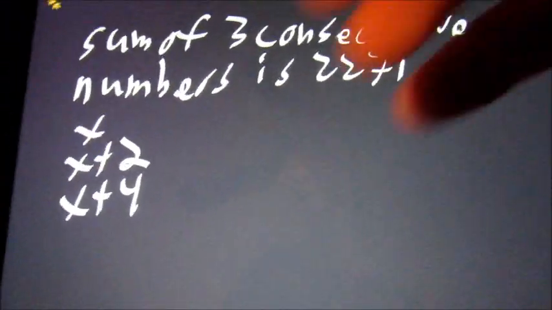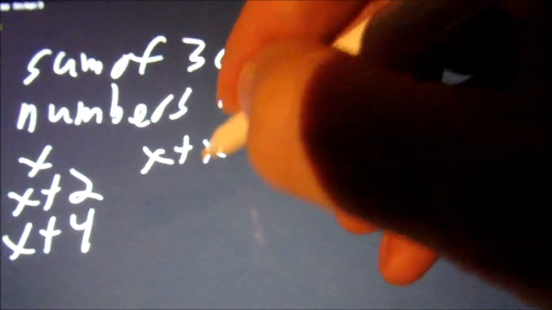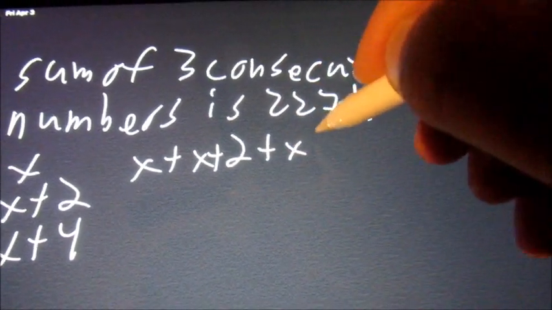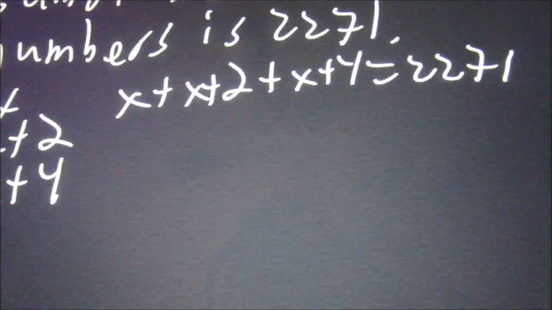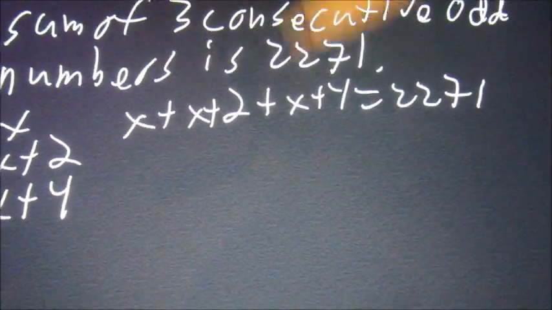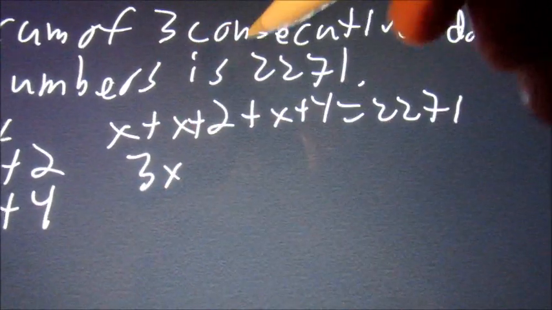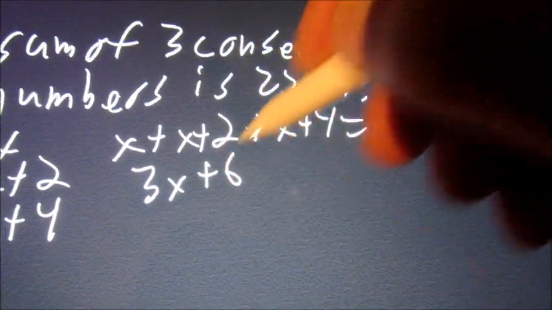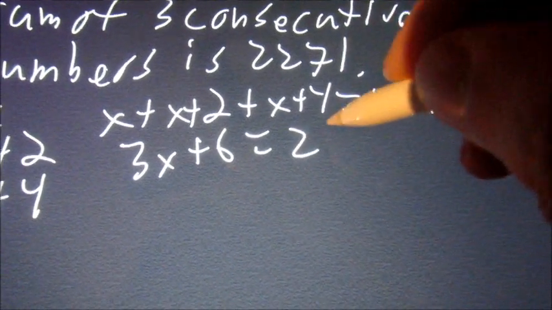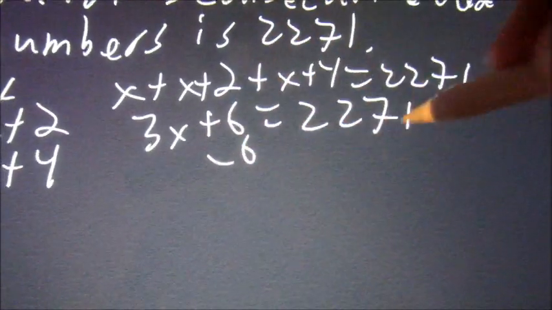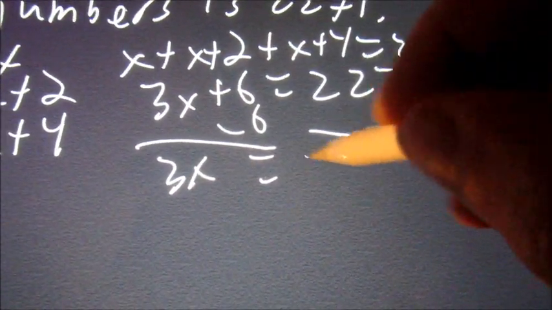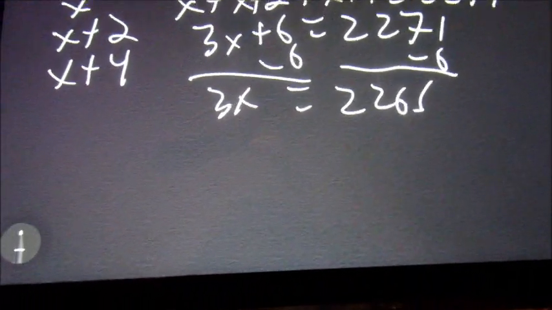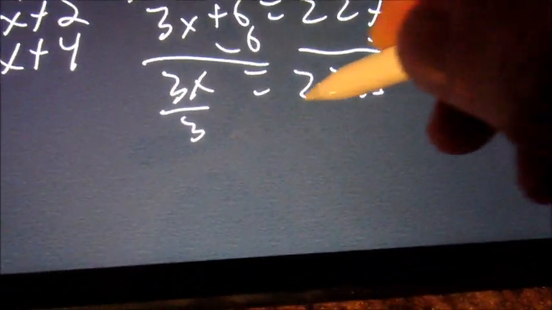If you get a question that says even, you're going to do it the exact same way. So we're going to get x plus x plus 2 plus x plus 4 equals 2271. And we're going to combine like terms. x plus x plus x is 3x. And 2 plus 4 is 6. That equals 2271. Subtract the 6 from both sides. We're going to get 3x equals 2265. Divide both sides by 3.